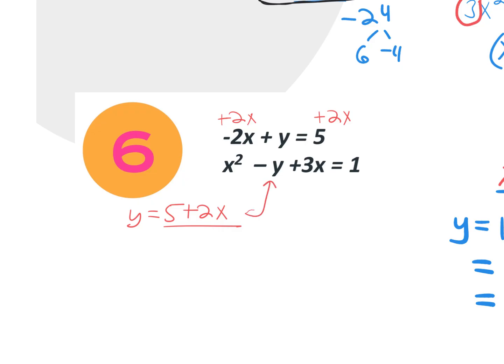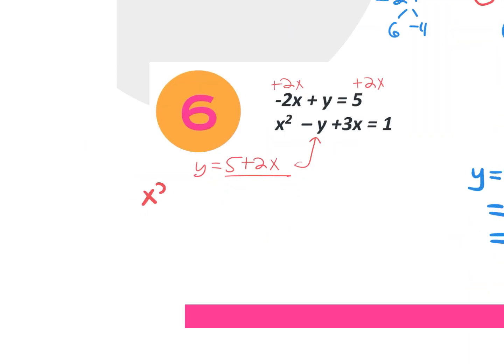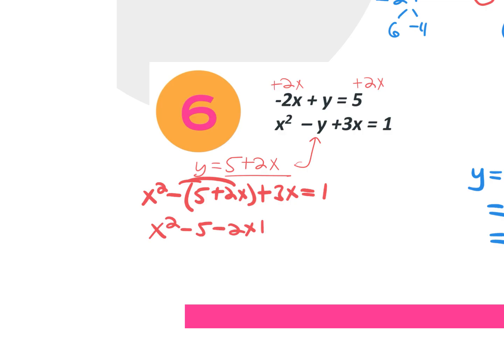Yeah, right? Okay, so we're going to plug it into the second equation now. And then after we do that, we're going to get x squared minus, instead of y, it's going to be minus 5 plus 2x, and then plus 3x equals 1. And then we want to simplify as much as we can, so let's distribute that negative. We get x squared minus 5 minus 2x plus 3x equals 1. What combines here? Good, right? Negative 2x plus 3x. So we get x squared plus x minus 5 equals 1.